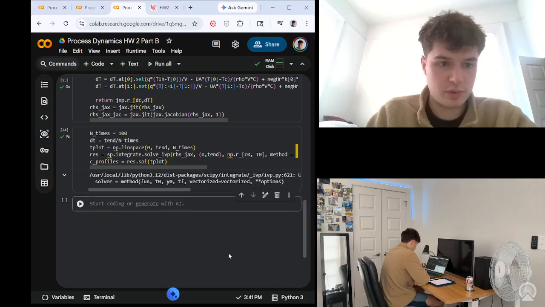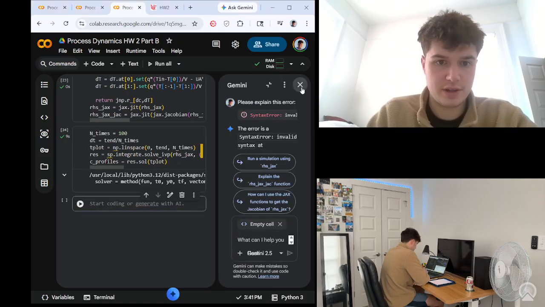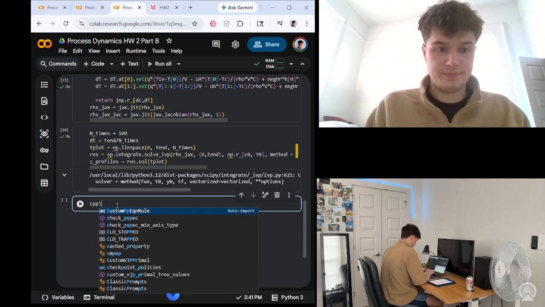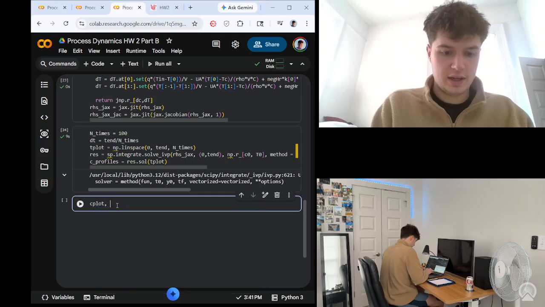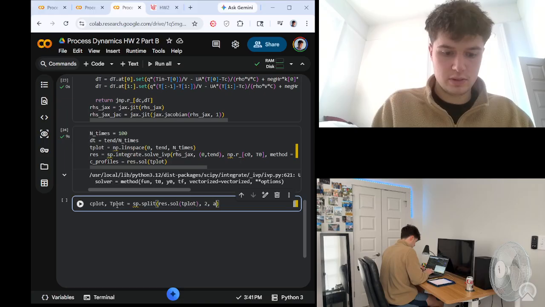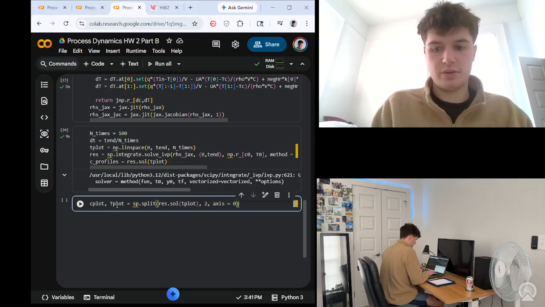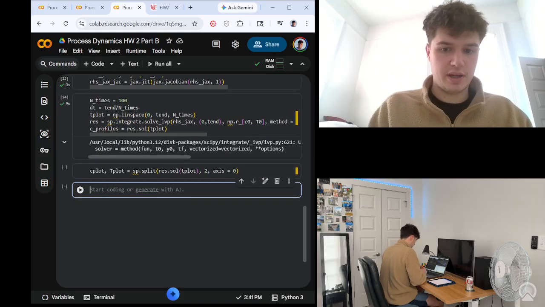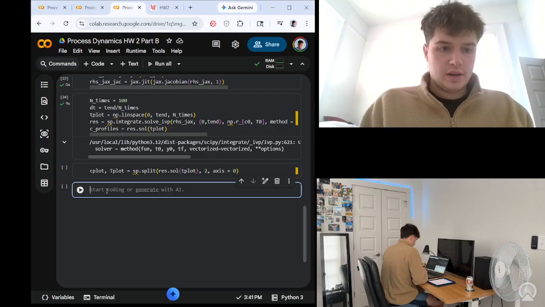The final portion, which will be plotting. Oh, not generate. We don't want that. Now, we want to plot a C plot and a T plot. And again, the split functions will allow us to do that. Res.sol plot 2. We're setting our axis equal to 0 here. And then we want to separate that from the actual plotting because that's not part of the essential plotting code.